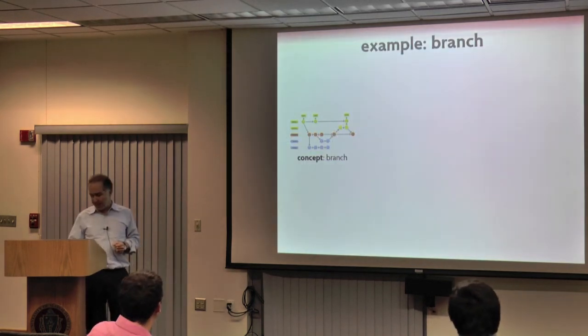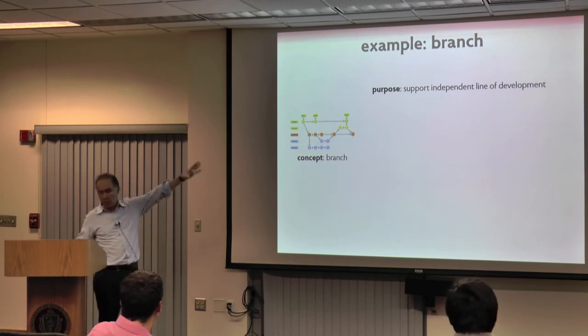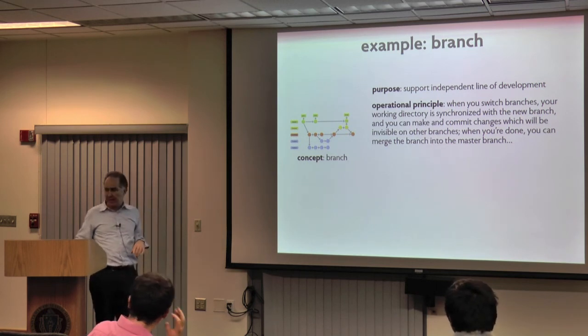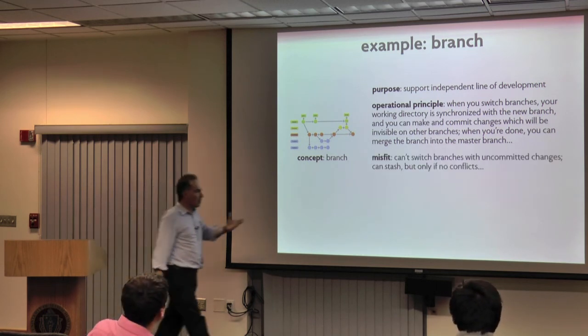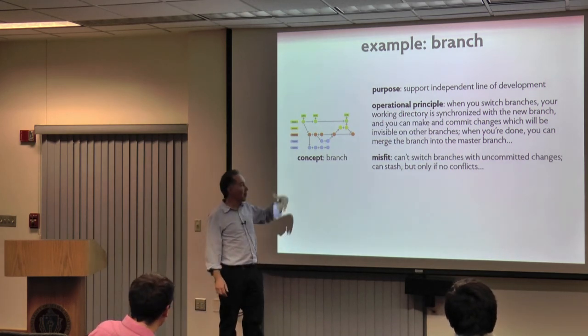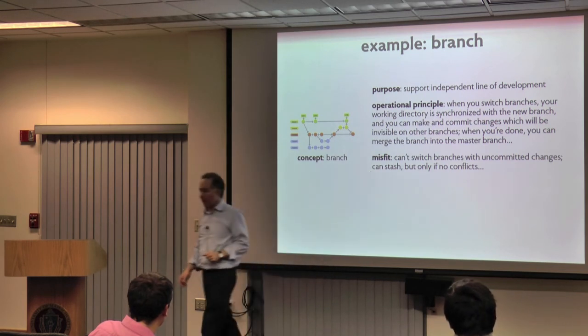So as an example, if you take the concept of a branch whose purpose is to support an independent line of development, I won't go through the principle of Git, but it's quite complicated and it has some serious misfits. For example, if you have uncommitted changes, you can't switch branches. And in that case, you can stash, but you can't even stash if you have conflicts.